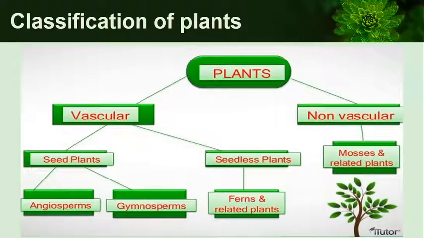Hello everyone. In this lesson we talk about the classifications of the plants. We can classify plants into major groups: the vascular plants and non-vascular plants. Non-vascular plants do not have vascular tissue. It means they do not have the xylem and phloem.